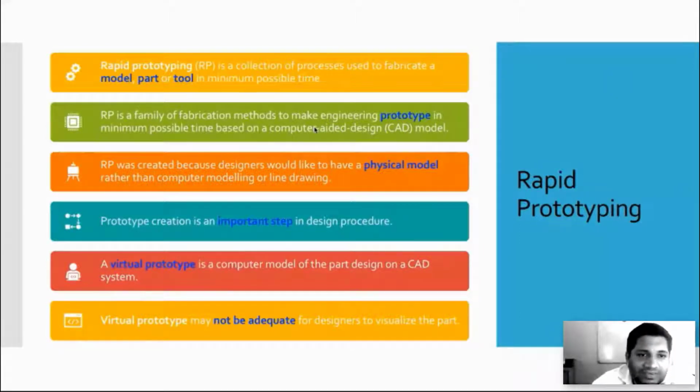So rapid prototyping can create prototypes with the help of CAD, computer-aided design software. So I need software like AutoCAD, like ANSYS, like CATIA, like ProE. These are some of the software by which I can create a 3D model. Then after the creation of the 3D model, I can convert it into a physical model by a rapid prototyping machine.